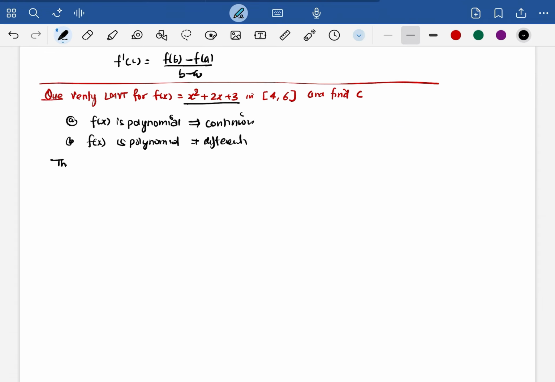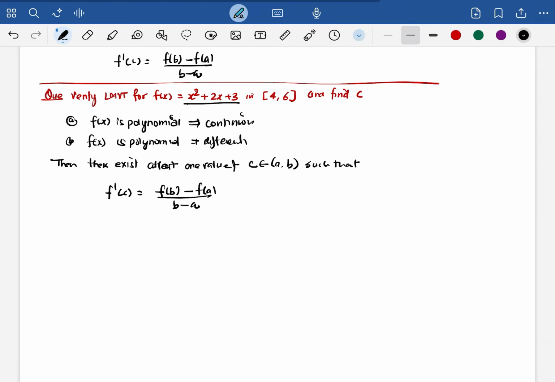Then there exists at least one value of c in the range of a to b such that it satisfies f dash c is equal to f of b minus f of a divided by b minus a. So can we say this is a, this is b? We will be needing the values of the function at 4 and 6.